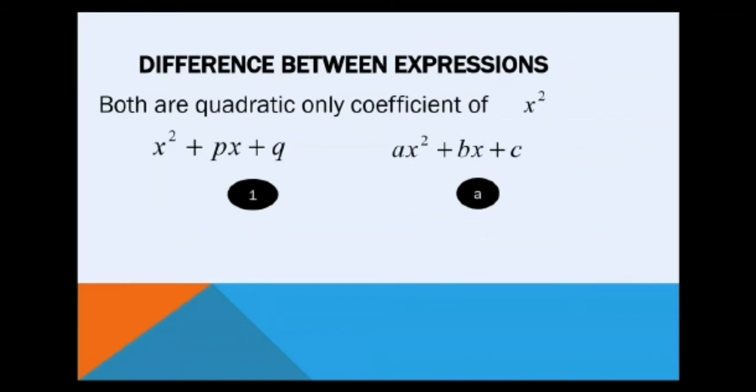What is the difference between the expressions x squared plus bx plus q and ax squared plus bx plus c? Both are quadratic, students. Only the coefficients of x squared are different, as in x squared plus bx plus q it is 1 and in ax squared plus bx plus c it is a. Remember students, a, b, c, p, q are all constants and they are from the real numbers. A can also be equal to 1.